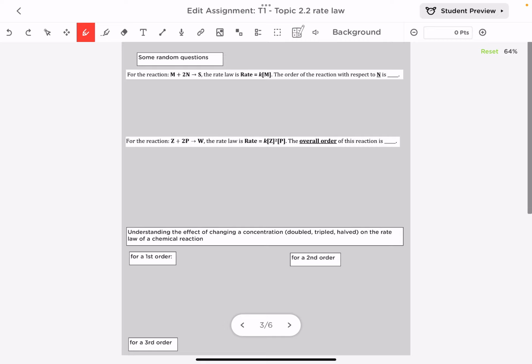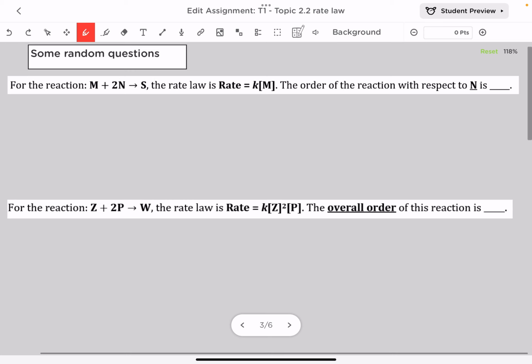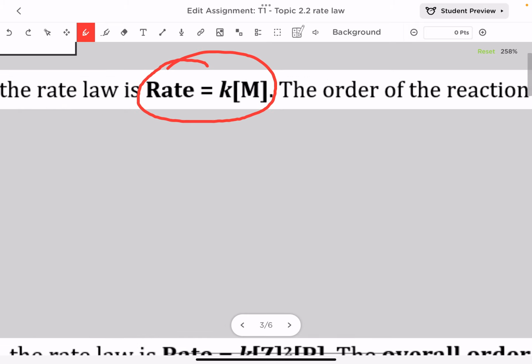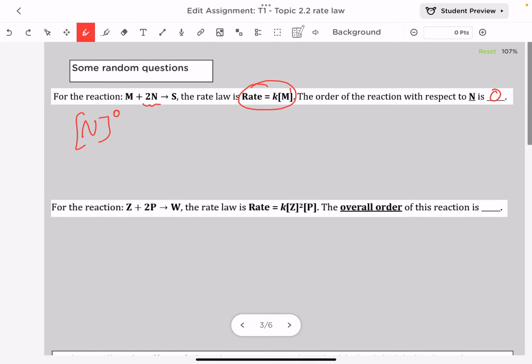Some random questions that can help you practice. This is a rate law given. Obviously, N is not in the formula, meaning that N has an order of 0. So the order with respect to N, because N is not in the formula, is 0. If they asked about M, M is to the power of 1, first order in M.